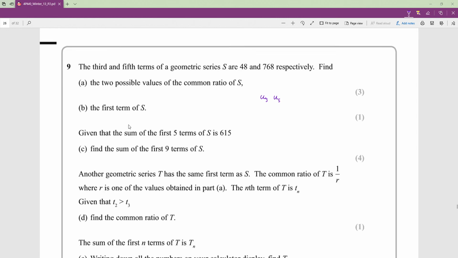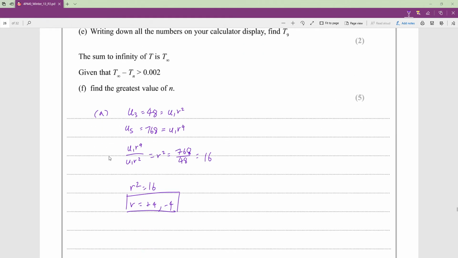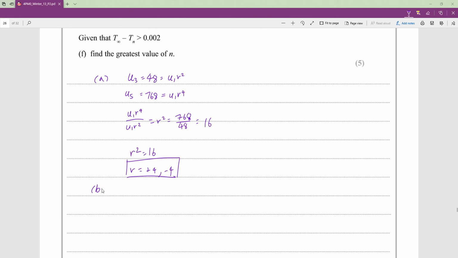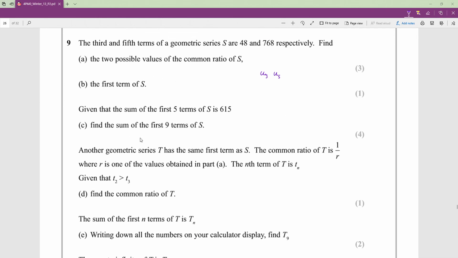Now what do we want to do? We want to find the first term of S, given that U1 R squared over R squared is going to equal the first term U1. We can say that 48, which we know is U1 R squared, over R squared, which is 16, is equal to 3, which is U1. So that's the first term.